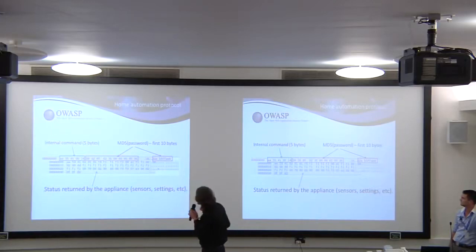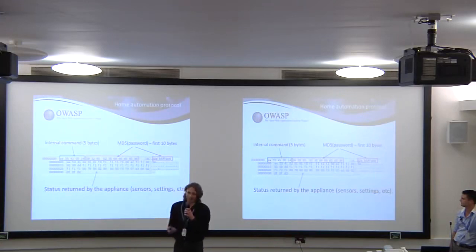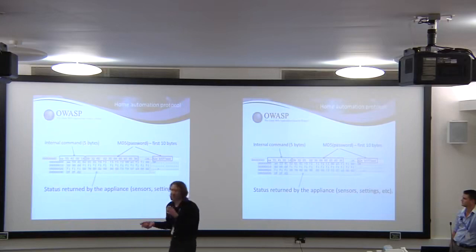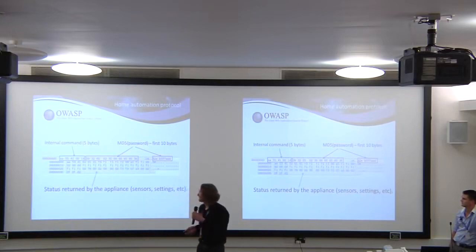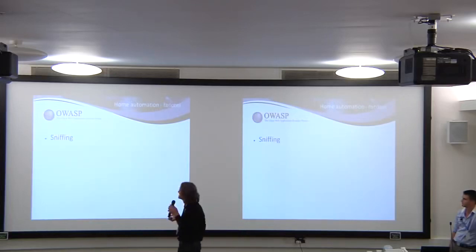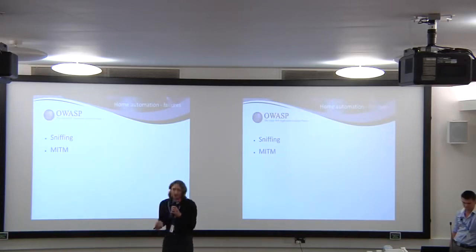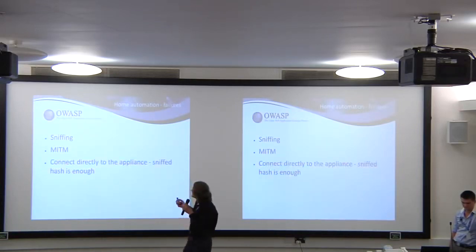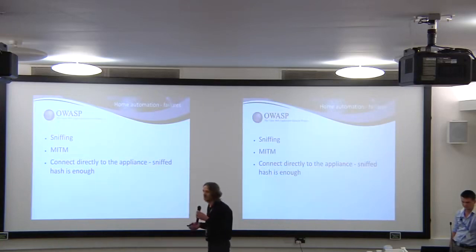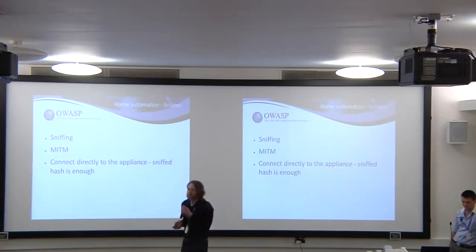And then the server responds in clear text with the status of this whole appliance, I mean, sensors, settings, and so on. So obviously, this is vulnerable to sniffing, because we can see the internal status of this appliance. We can do man in the middle, of course. We can connect directly to the appliance. We don't need to know the clear text password because it's enough to know the hash.